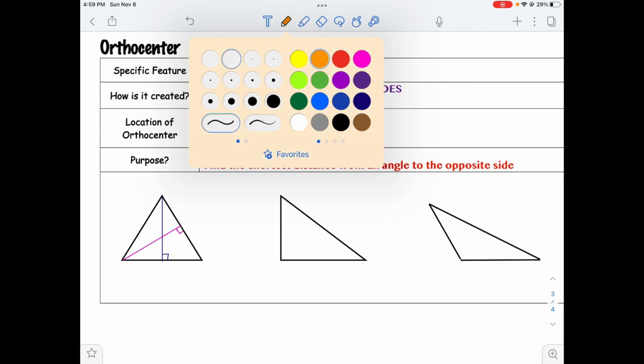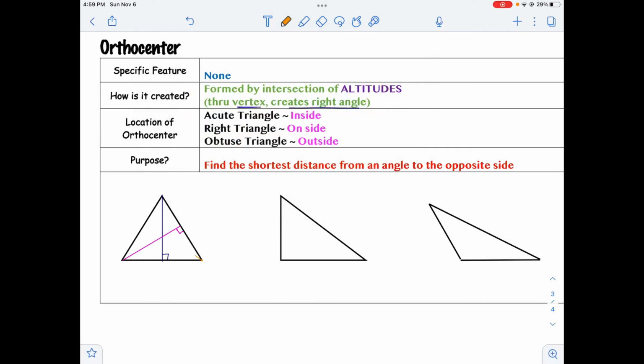And lastly, through the last vertex and creating a right angle. Now, we don't know that we went through the midpoint, so we can't say we have congruent segments on the sides, but we do know that this here would be our orthocenter.